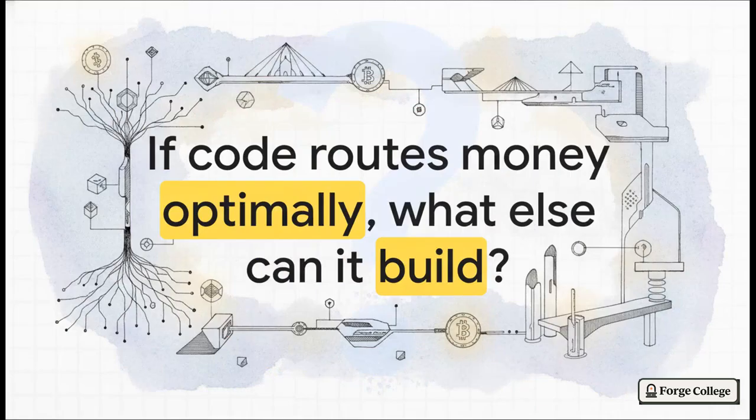I'm going to leave you with this provocative thought as we wrap up today's explainer. Think about it. If your code can route money optimally across a massive global network in just seconds, what else can it build? What other incredible decentralized systems can you create with this kind of power?